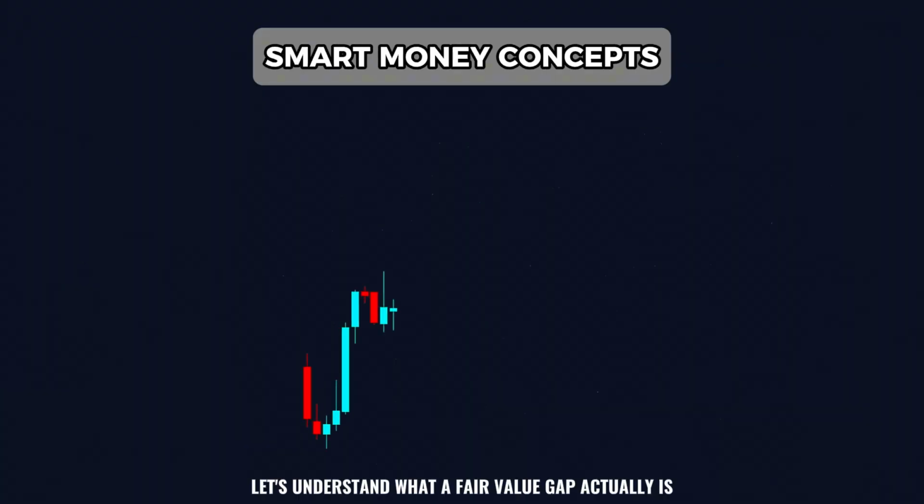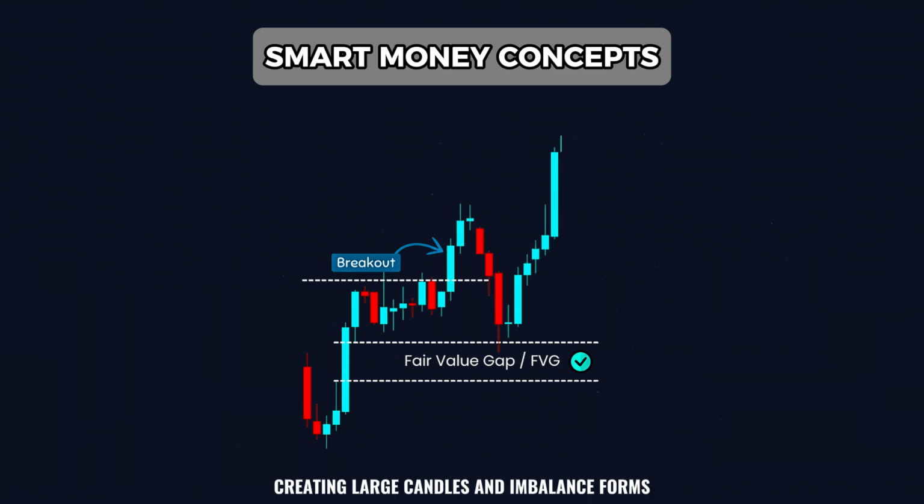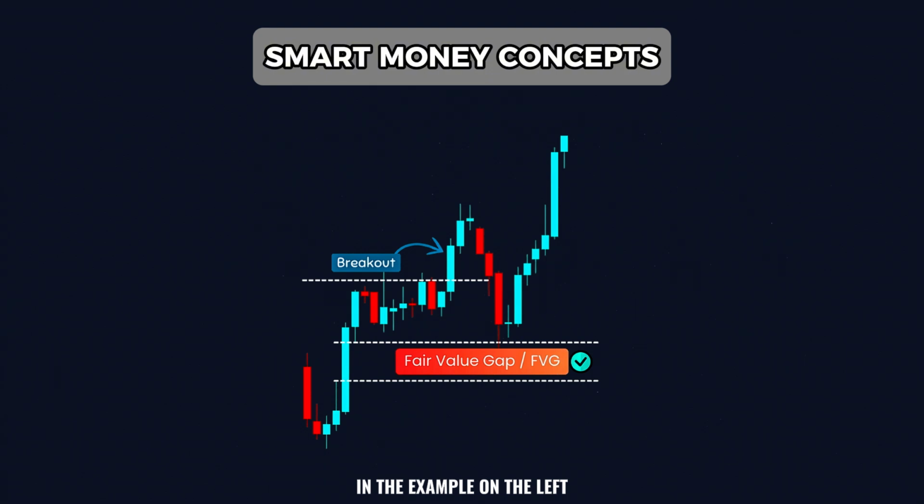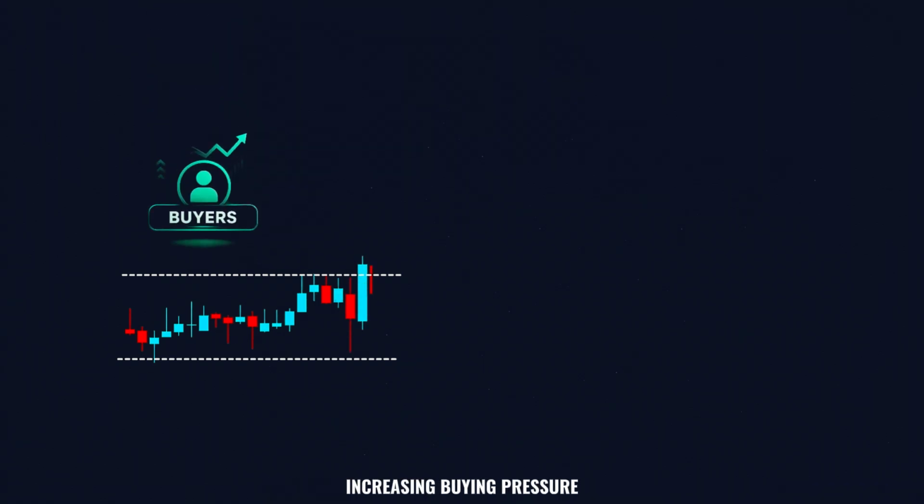First, let's understand what a fair value gap actually is. Whenever price leaves a balanced area and moves quickly from one area to another, creating large candles, an imbalance forms. In the example on the left, there are more buyers than sellers. Buyers become willing to buy at higher prices, increasing buying pressure and pushing price sharply higher.